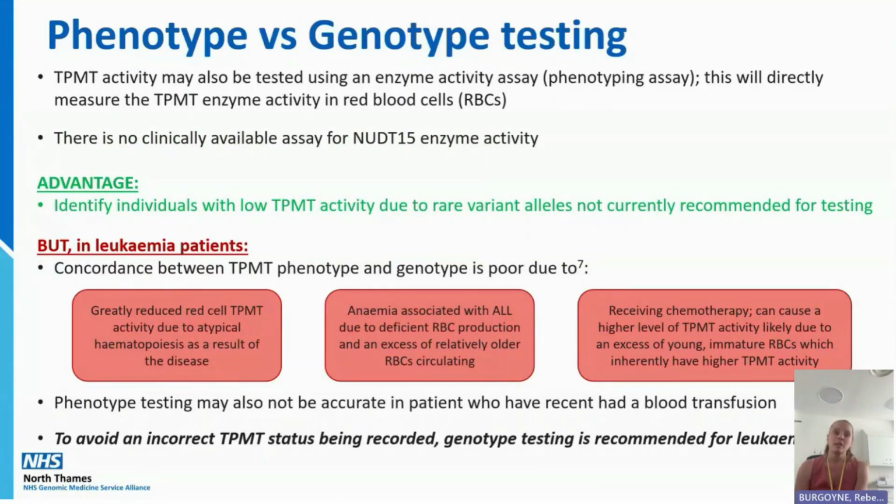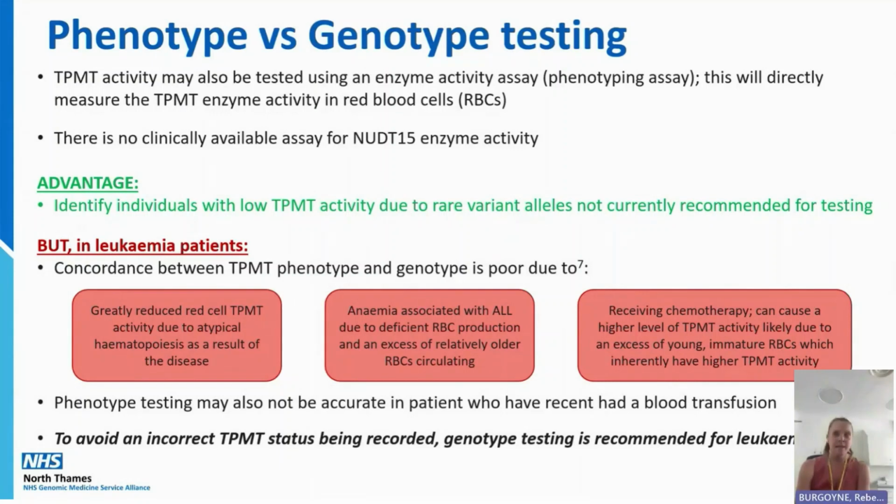So leukemia patients tend to have a greatly reduced red cell TPMT activity due to atypical hematopoiesis as a result of their disease. Anemia associated with ALL due to deficient red blood cell production also occurs, and they have an excess of relatively older red blood cells in their circulating blood.